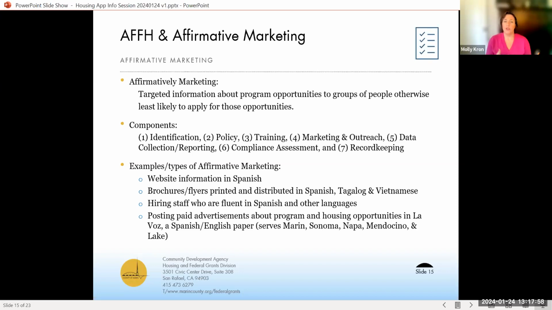So once you've made your plan, you enact your plan, and then you evaluate the outcomes and you make modifications based on those outcomes. Some examples of affirmative marketing include having your website information posted in Spanish or other languages, brochures and flyers printed and distributed in Spanish, Vietnamese, other languages, hiring staff that are fluent in other languages, and posting paid advertisements about your programs and housing opportunities in La Voz, which is a Spanish English paper that serves multiple counties in the Bay Area.